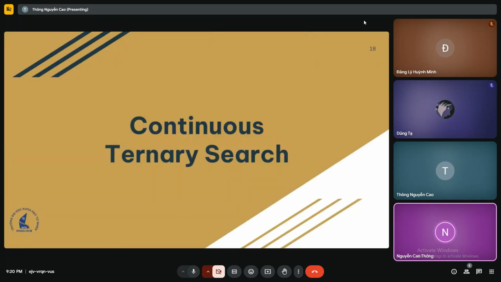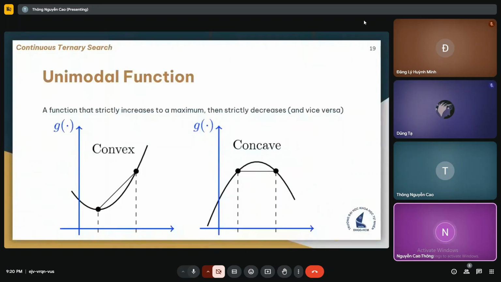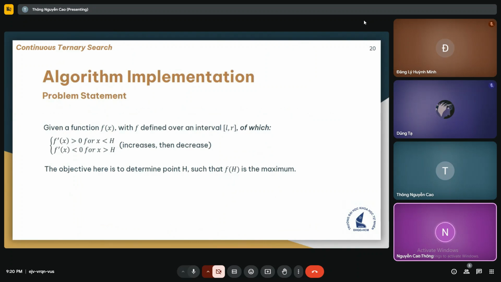Now let's move on to the second version of ternary search, continuous ternary search. Like I said before, we will now define what a unimodal function is. Simply, it is a function that increases, then decreases, then increases, and vice versa. Here we have two graphs that show what I just said. This is the problem statement.